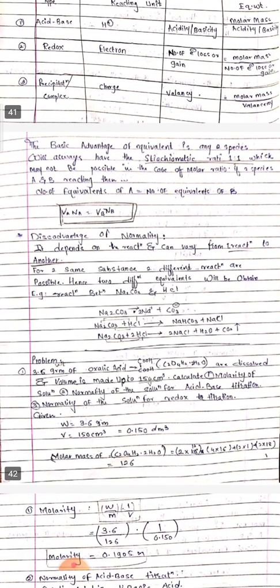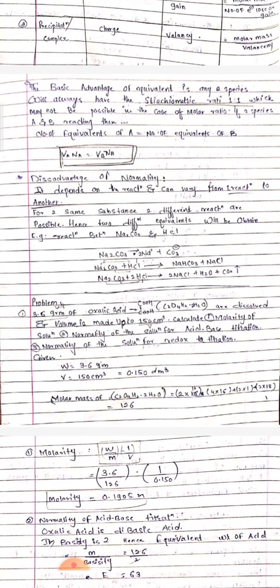Then the disadvantage of normality is that it depends upon the reaction and can vary from one reaction to another reaction. For the same substance, two different reactions are possible. Hence, two different equivalents will be opted. An example is given to you.